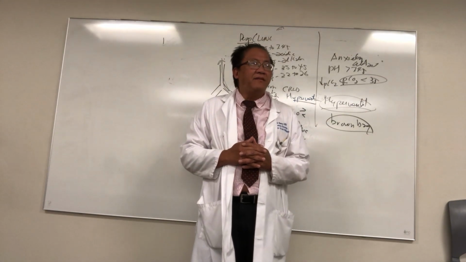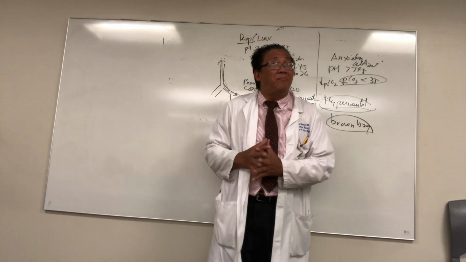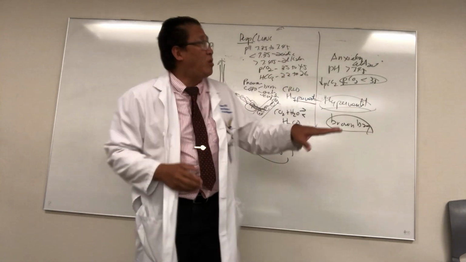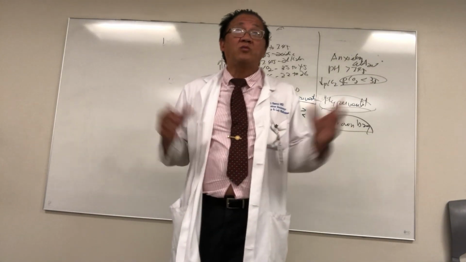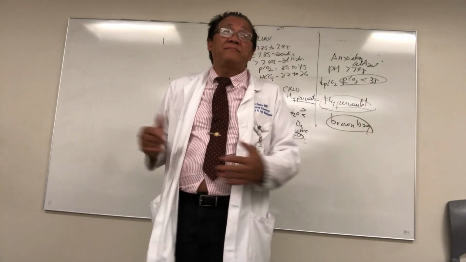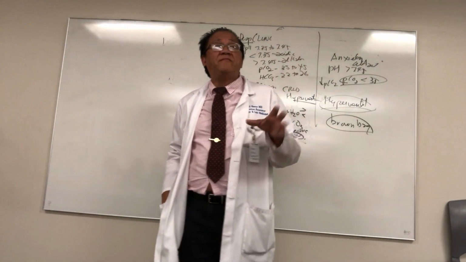So what happens to my body? Will I become alkaline? Of course. So what is that called? Metabolic what? What do you think will be the pH? Greater than 7.45? Because why? I became alkaline. Do you understand? On the other hand, what about if I have diarrhea?